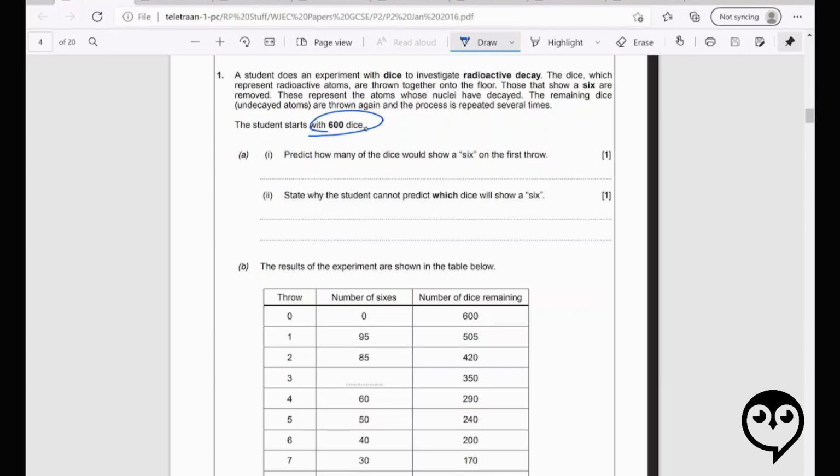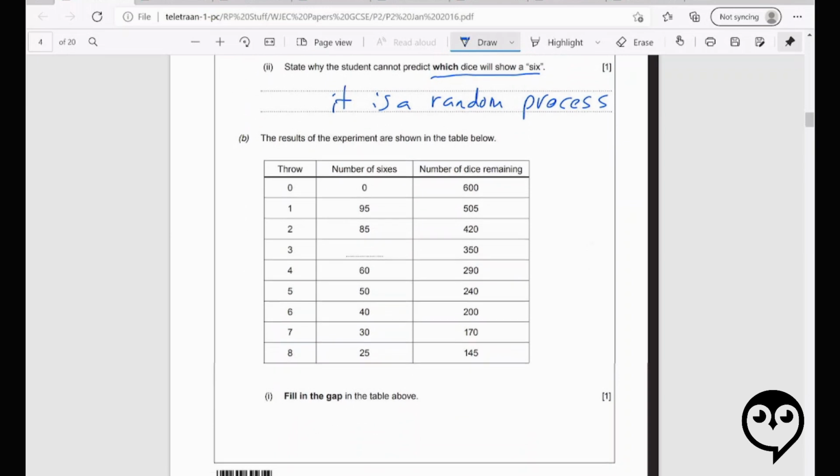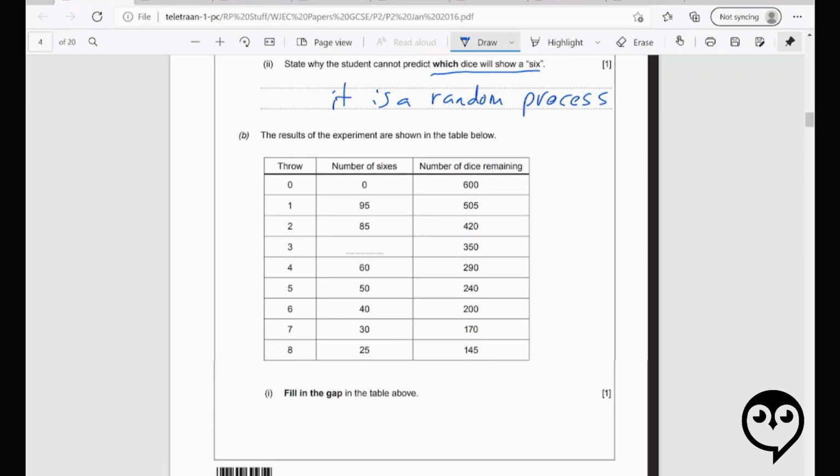Well, they have 600 dice, and it's a 1 in 6 chance, so our prediction should be 100. State why we cannot predict which die will show a 6: because it is a random process, and the whole reason we use dice is to illustrate that it's random. We have no better way of knowing which die will roll a 6 than which of these atoms is going to decay. Okay, now let's take a look at this table here.